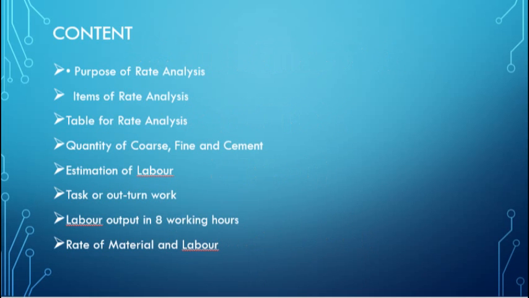So today we are going to decide what content we are having in rate analysis. First is purpose of rate analysis, item of rate analysis, table of rate analysis, quantity of coarse and fine cement, estimation of labor as per IS specification, tasks or out-turn of work, labor output and rate of the material.